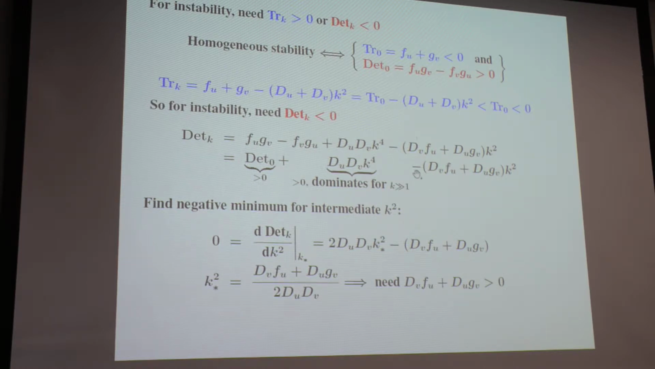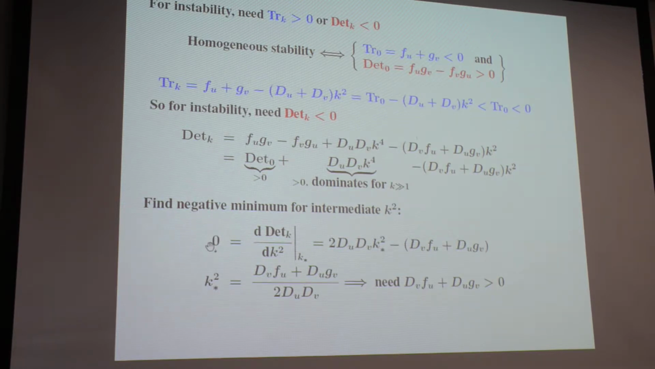Because certainly, we're looking for negativity, and if the minimum is positive, well then of course everybody's positive. So let's look for the minimum. We just differentiate this, and since it's an even function, let's differentiate with respect to k squared. So we get twice du dv k squared. Here, this is the square of the square, right? And here we have minus du dv fu plus du gv, and nothing here because this is a linear function of k squared. And I've written k star here because this is the minimum.